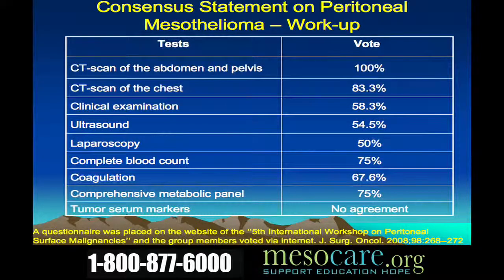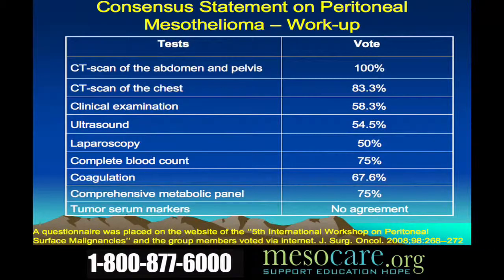I was very surprised to see the clinical examination was poo-pooed to a 60%. I think each patient should be examined. Ultrasound, 50%. Personally, I never order it, but it's a good way of checking for ascites. Laparoscopy in case of difficult diagnosis, and I would recommend a laparoscopy if the diagnosis cannot be made on the fluid. And then blood work, 3/4 of the physicians would recommend it. However, there was no agreement on tumor serum markers.